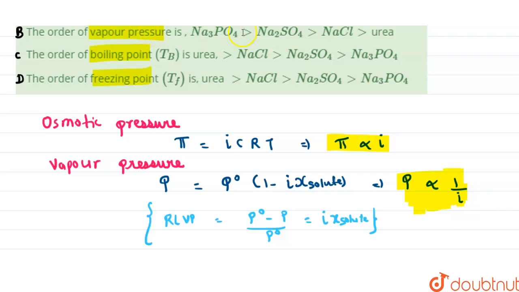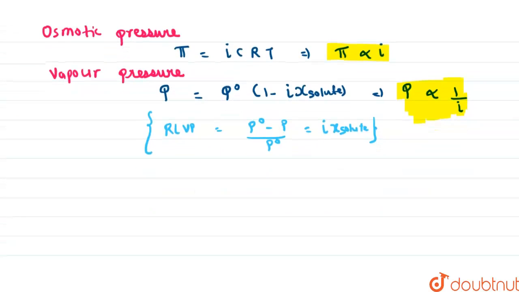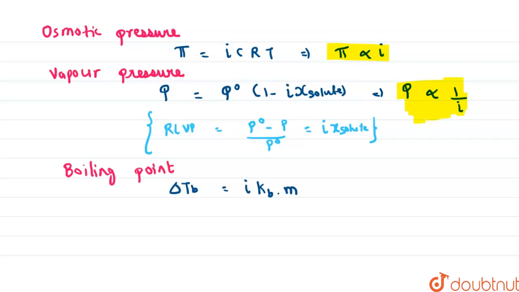Similarly, if we consider the boiling point, then we know the expression for elevation of boiling point, delta T B, which is equal to i times KB into molality. For dilute solution, molality corresponds to molarity. So our delta TB is proportional to i, and our boiling point is TB naught for pure solvent plus delta TB. Delta TB is proportional to i, so we can say that TB is proportional to i. The more the van't Hoff factor, the more the boiling point.